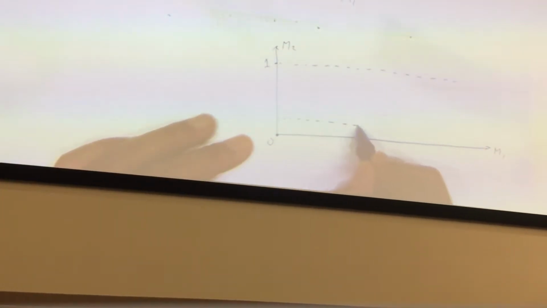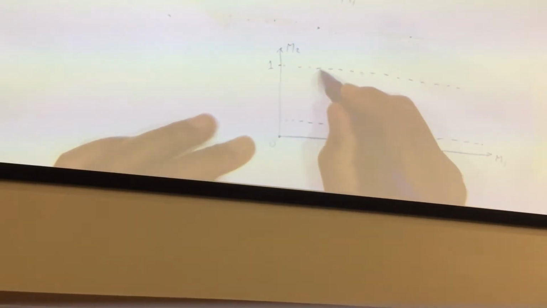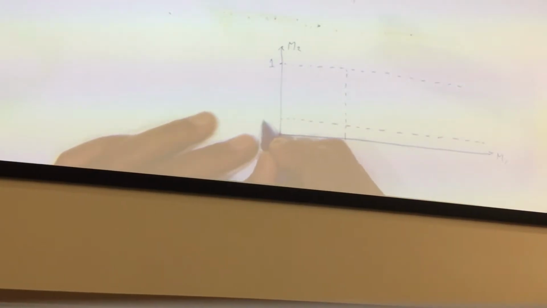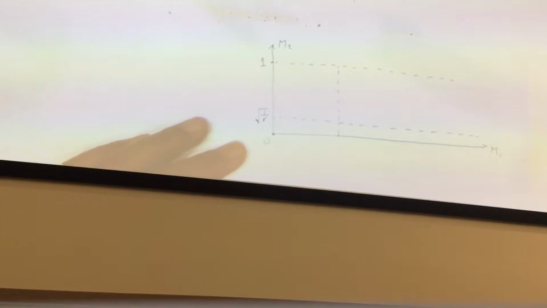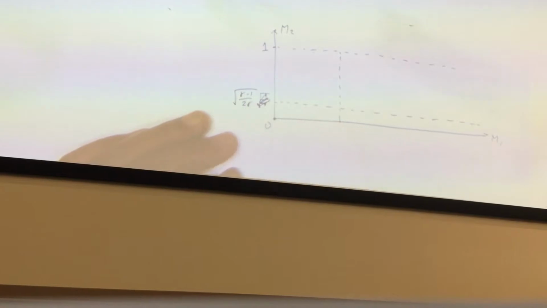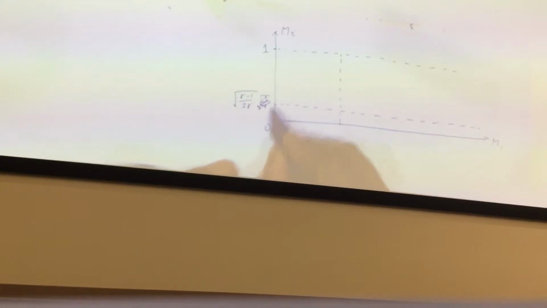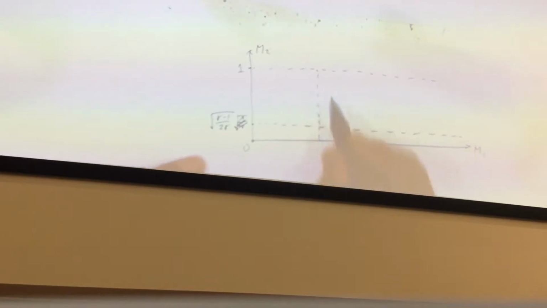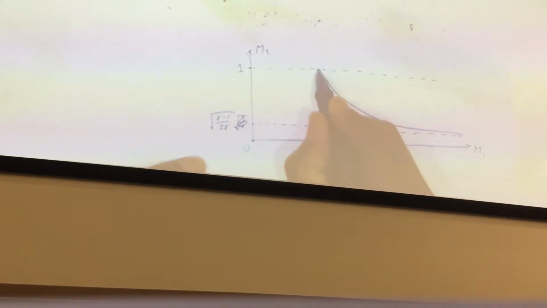There's a line here. There's a line here. There's a line here. Now, of course, this is not to scale. This would be the square root of gamma minus 1 over 2 gamma, right? If we use gamma equal to 1.4, this would be about 0.37 something, right? So you will have something like this. Make sense? Something like that.